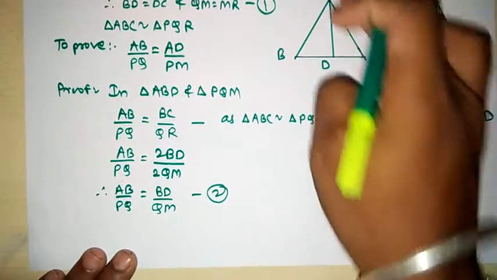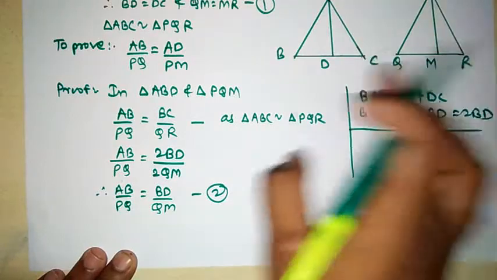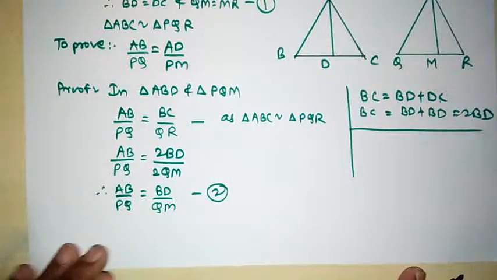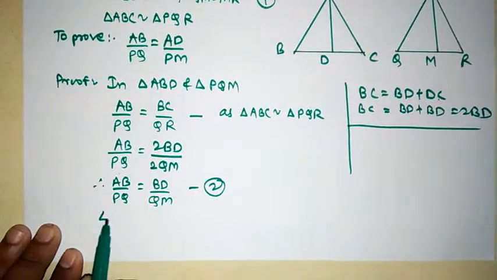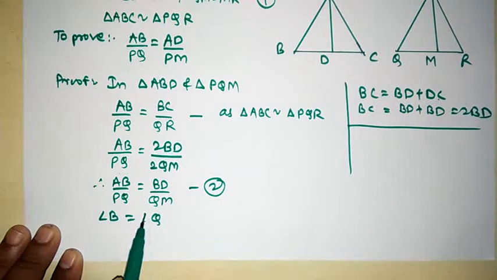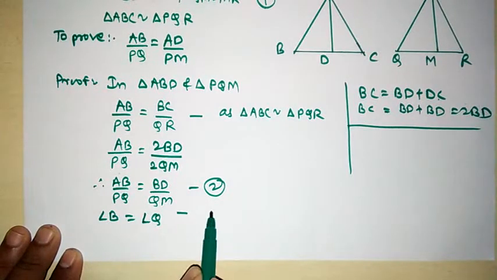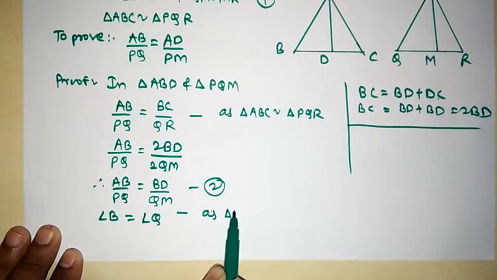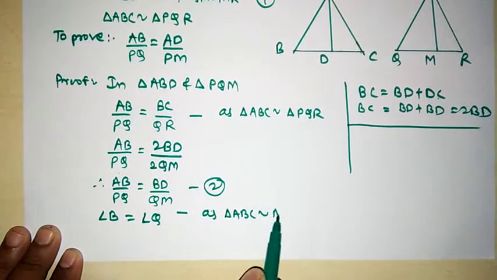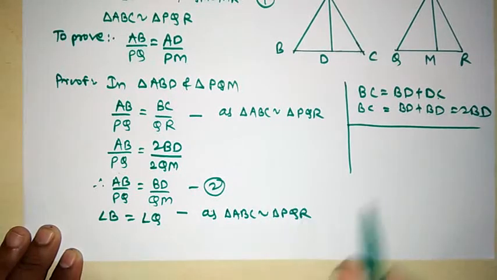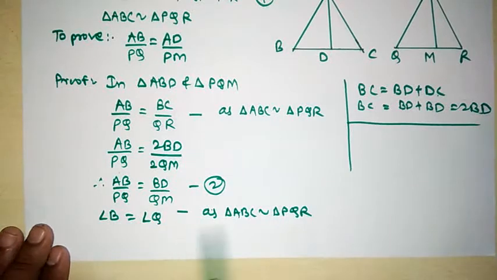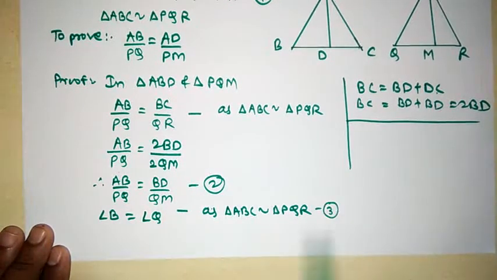And again, in triangle ABC and triangle PQR, in both triangles angle B is equal to angle Q. What is the reason? As triangle ABC is similar to triangle PQR, it is given in the question. Therefore, angle B is equal to angle Q. Mark it as equation number 3.